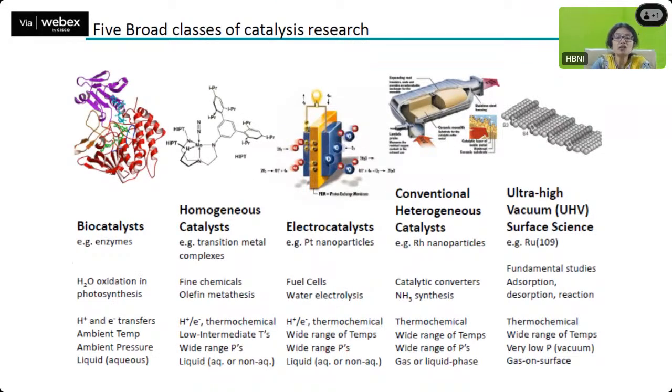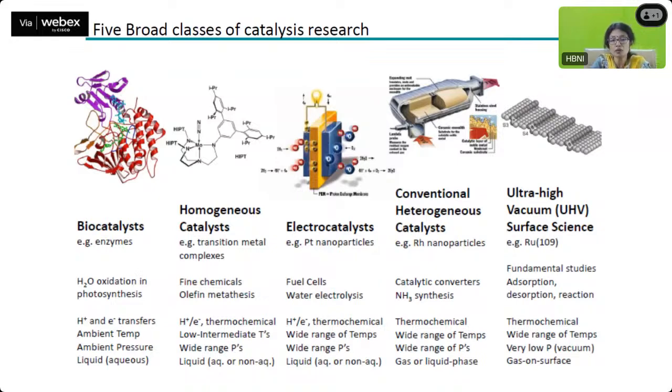So there are five broad classes of catalysis research. One is biocatalysts, which we find in many life systems, which are our enzymes. Then you have homogeneous catalysts, mostly transition metal complexes, used for fine chemicals and olefin metathesis. Then you have electrocatalysts, mostly platinum nanoparticles, which find a lot of application in fuel cells and in water electrolysis. Then the fourth type is conventional heterogeneous catalysts.